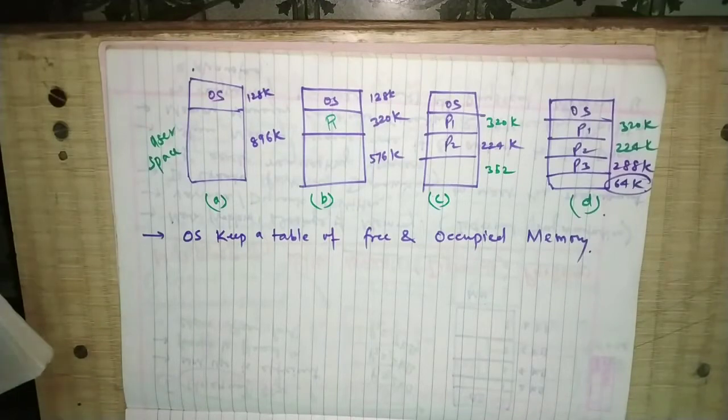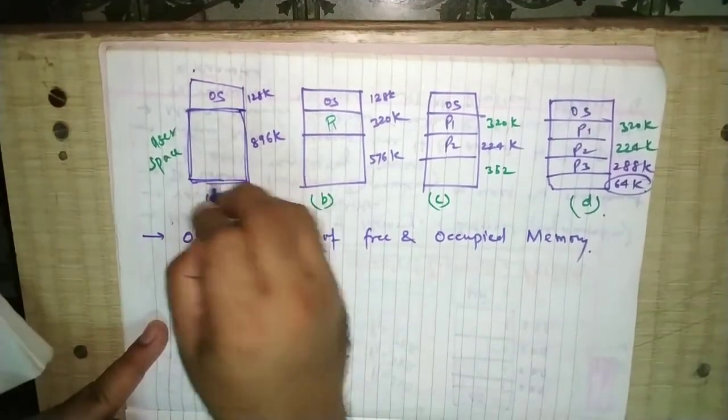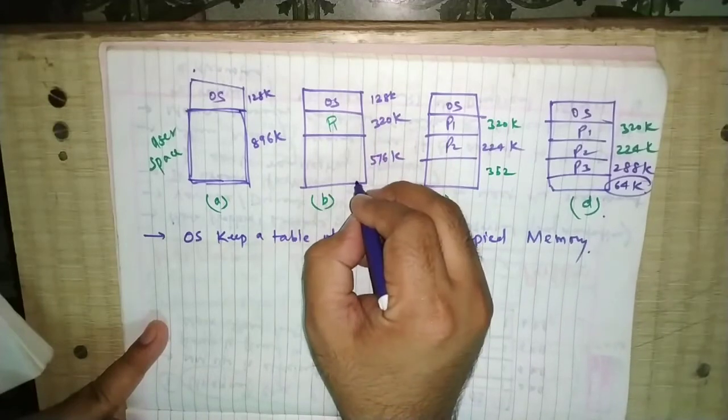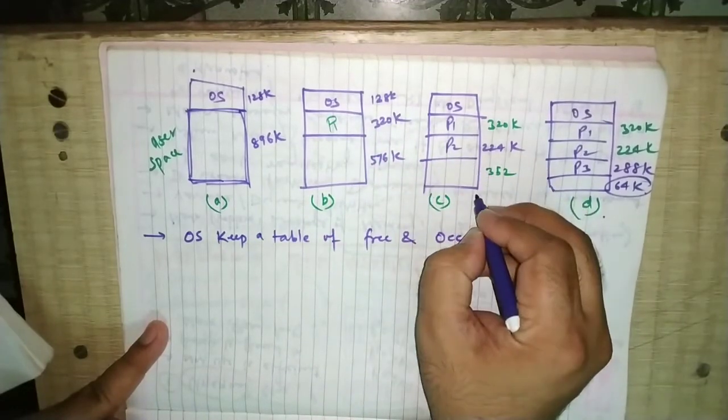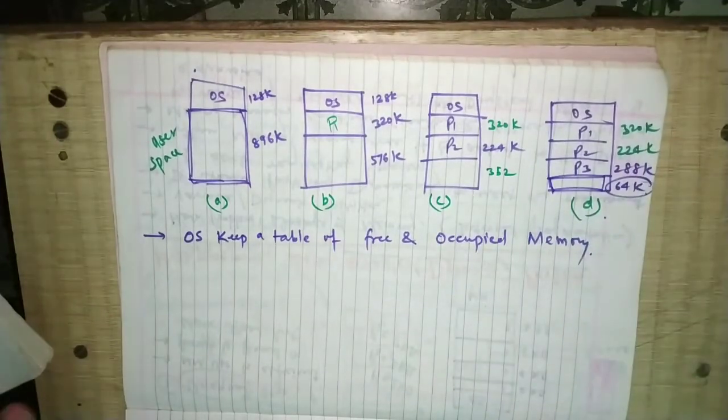Initially, all memory is available for the user processes and is considered as one large block. You can see this is the whole large block. After allocating, this much remains. And after the last allocation, the remainder is 64k.